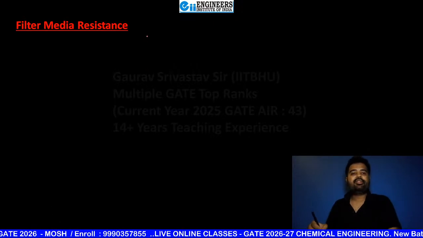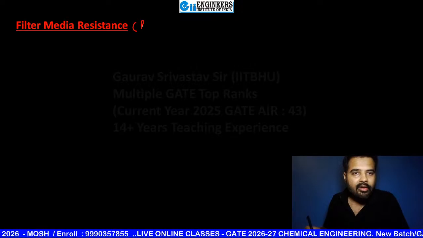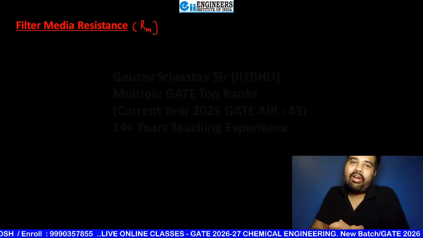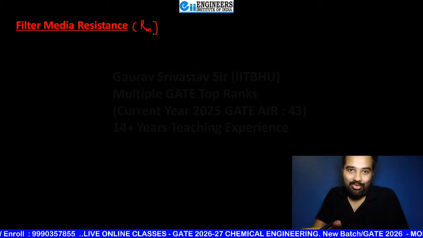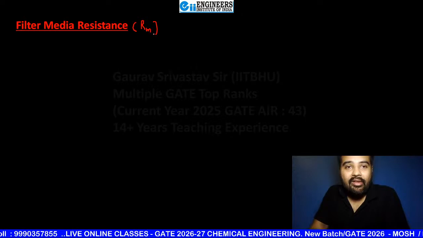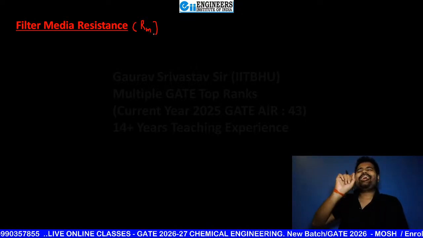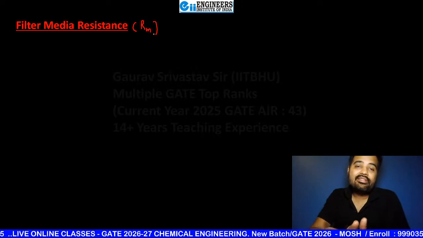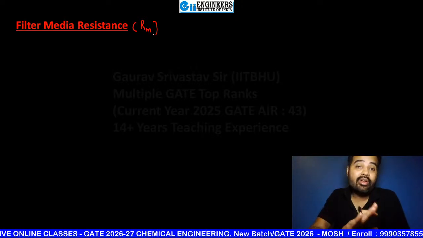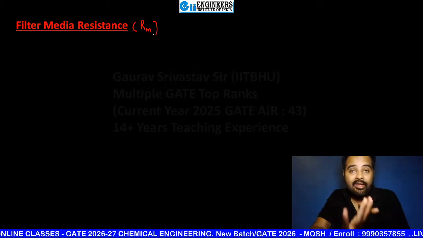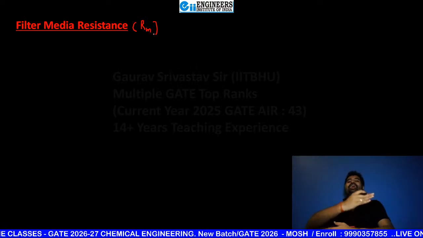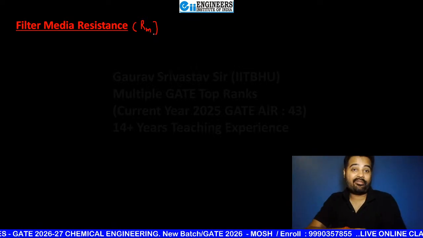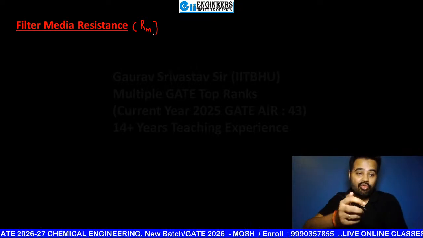Filter media resistance is represented by Rm. The most beautiful thing is that in many PYQs you can find, not in all PYQs, only in many, they write neglect filter media resistance. Because when you compare the filter media resistance and the cake resistance, the value of Rm is much less in comparison to the resistance available inside your filter cake. So if they tell you to neglect it, then you can take Rm equal to 0. No need to worry there. But if it is given, then you need to calculate it.